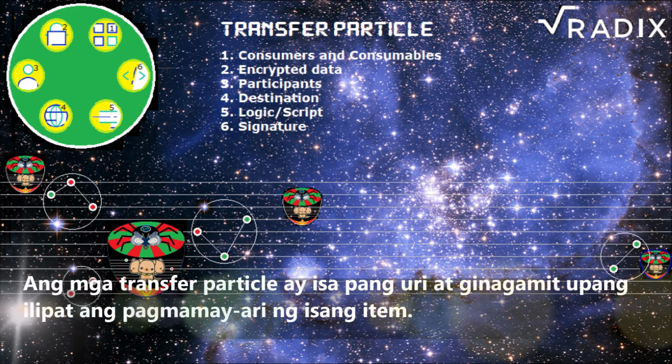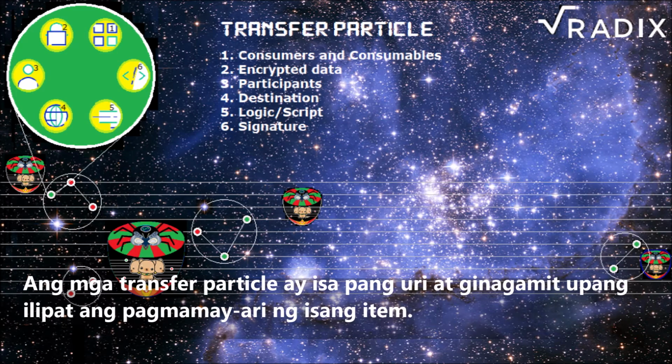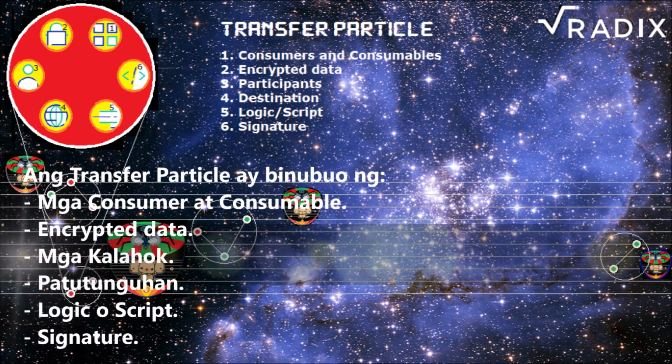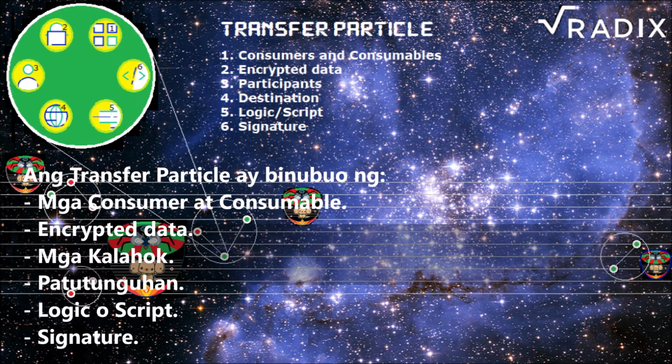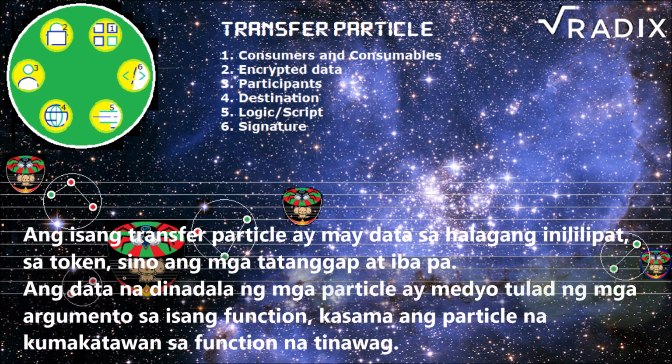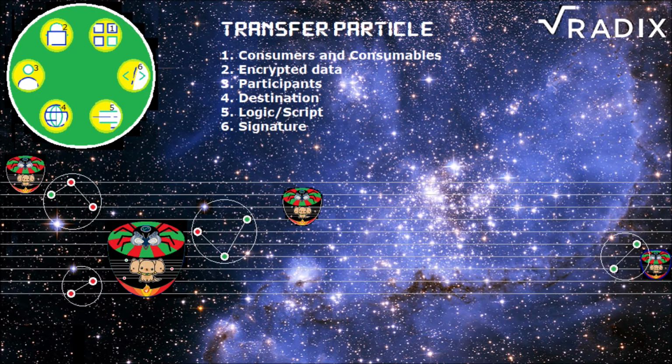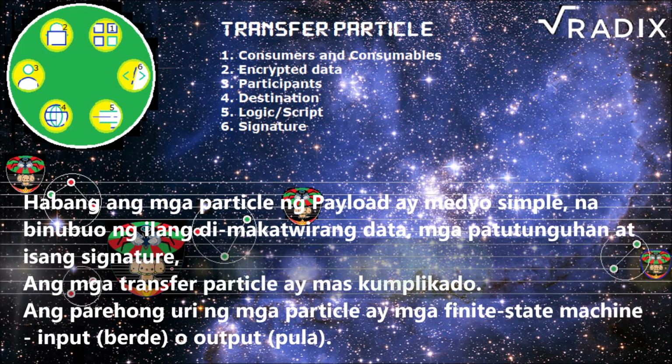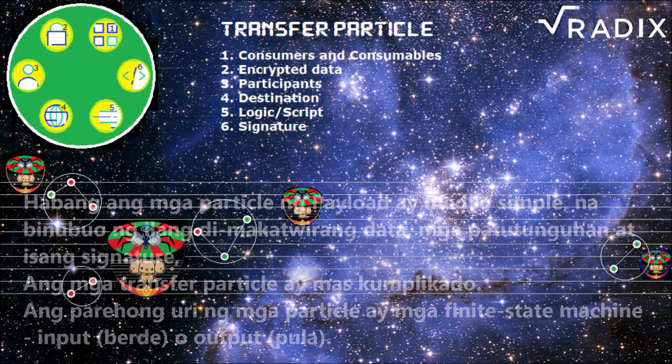Transfer particles are another type and are used to transfer the ownership of an item. The transfer particle consists of consumers and consumables, encrypted data, participants, destination, logic or script, signature. A transfer particle has data on the amount being transacted, the token, who the receivers are, and so on. The data that the particles carry are kind of like the arguments to a function, with the particle itself representing the function being called. While payload particles are relatively simple, comprising some arbitrary data, destinations and a signature, transfer particles are more complex. Both types of particles are finite state machines, input (green) or output (red).